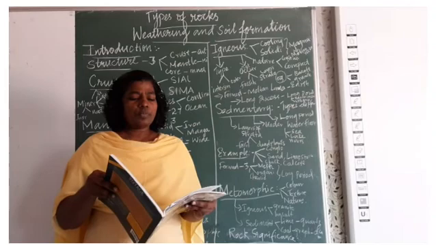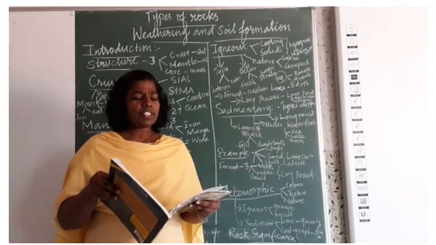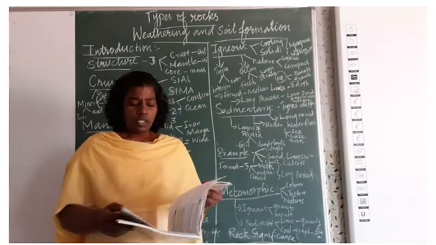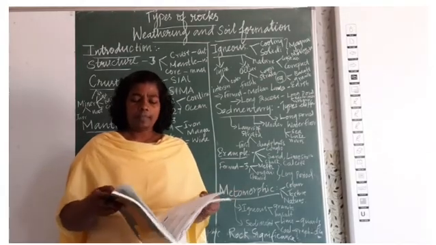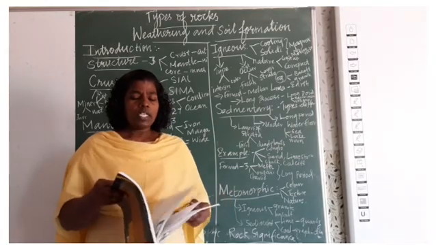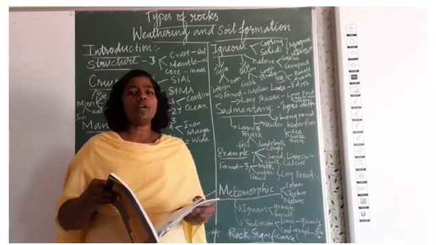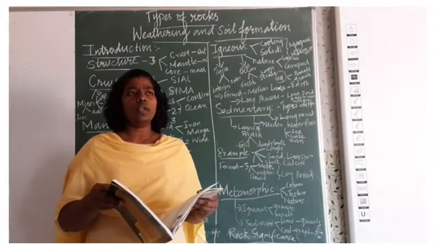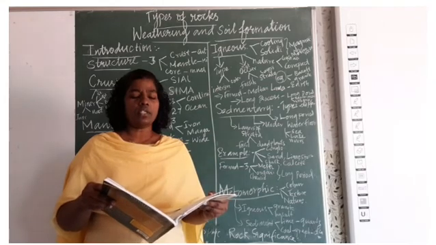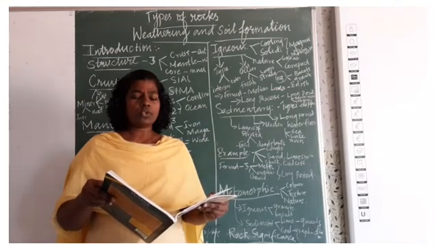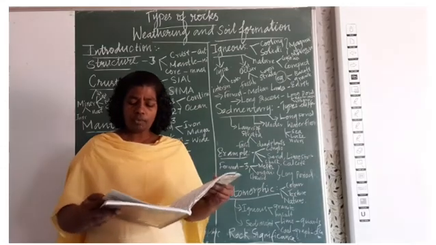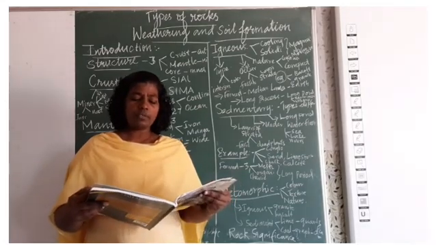And in the next page, name the type of rock. How is it formed? It is marble. It is formed because of the metamorphism of coal. Coal turned into graphite and graphite turned into diamond. Here this marble is formed because of the metamorphism.